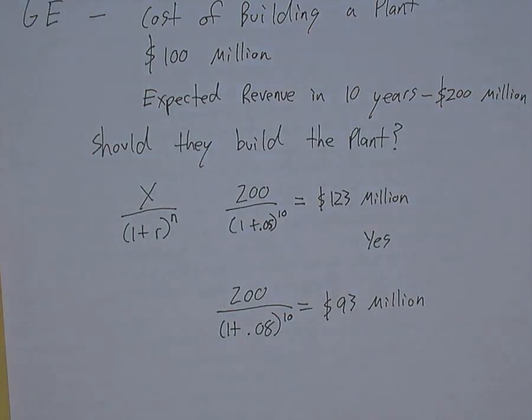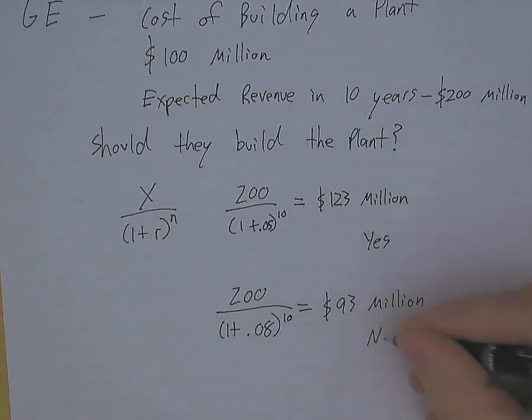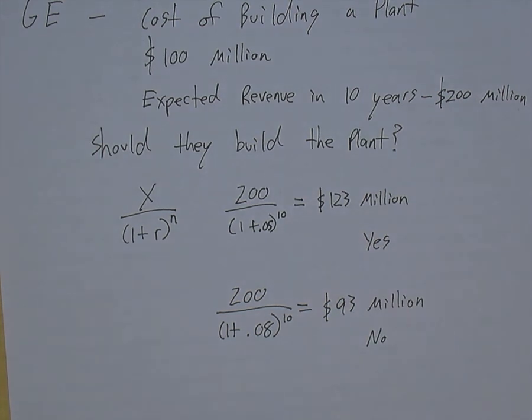So should they build this factory now? No. It's more cost efficient just to put $93 million in the bank than it is to build this factory to get the same return of $200 million in 10 years.